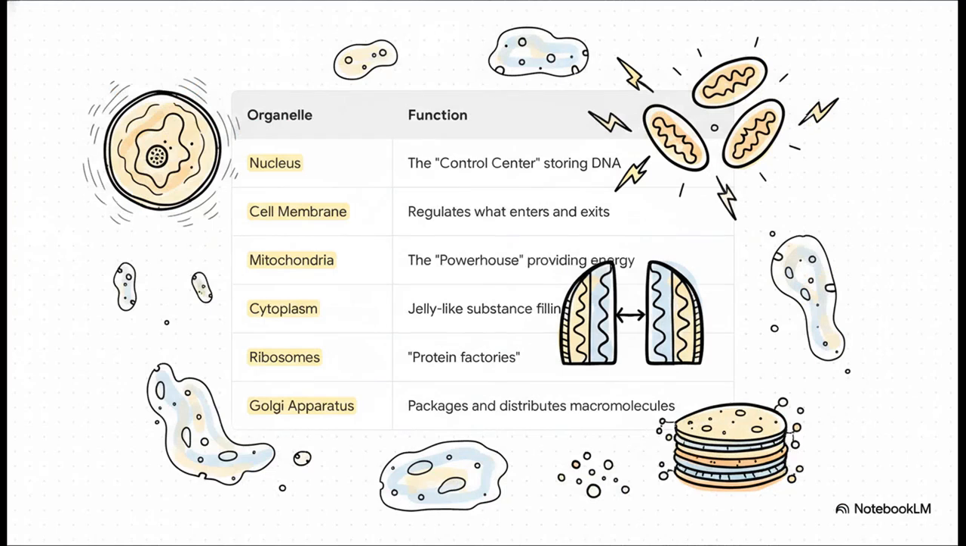So even though they're so different, they actually run on the same basic operating system. Think about it. They both have a nucleus, which is kind of like the brain of the whole operation. They both have a cell membrane that acts as a gatekeeper, deciding what gets in and out. And, crucially, they both have mitochondria, the powerhouses that turn food into energy. They share a ton of the same essential machinery.